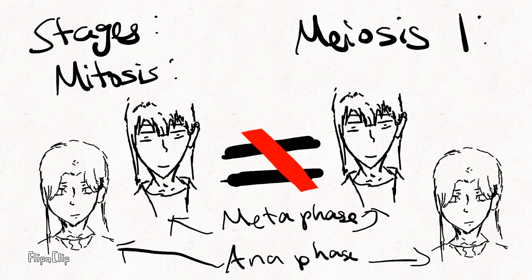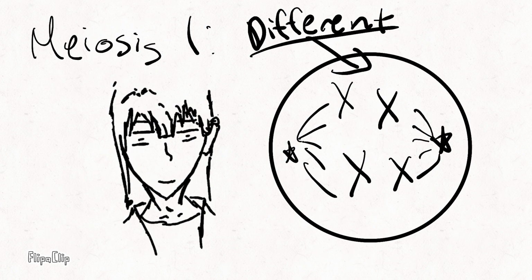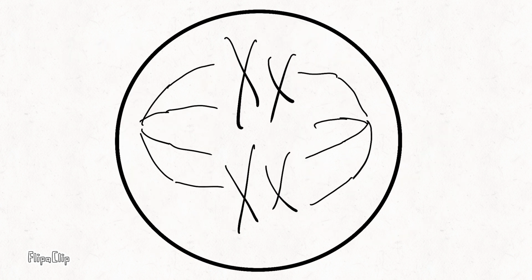The stages of meiosis and mitosis start becoming different in metaphase and anaphase. In the metaphase of meiosis, everything's similar, besides the fact that homologous chromosomes, each joined to its sister chromatid, pair up along the equator or middle of the cell.